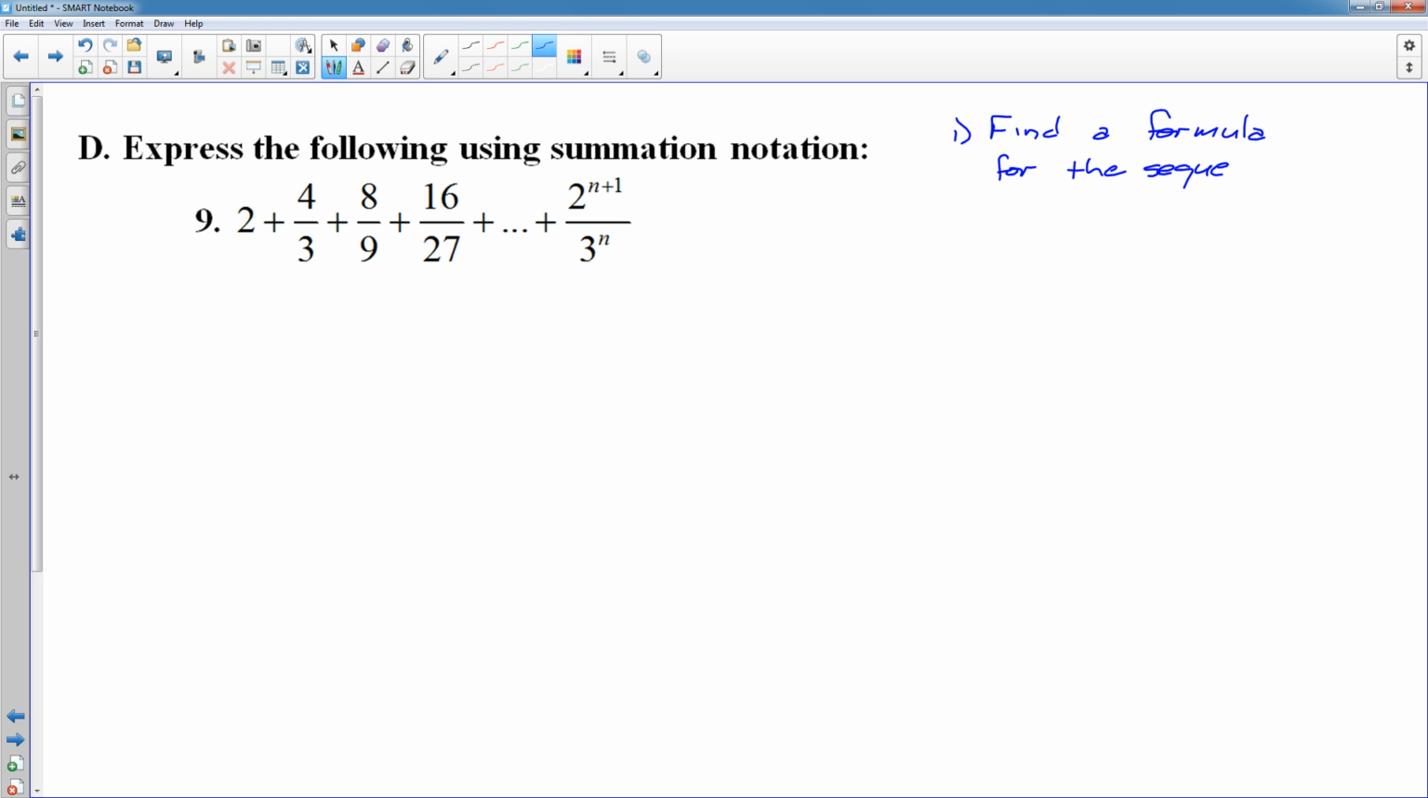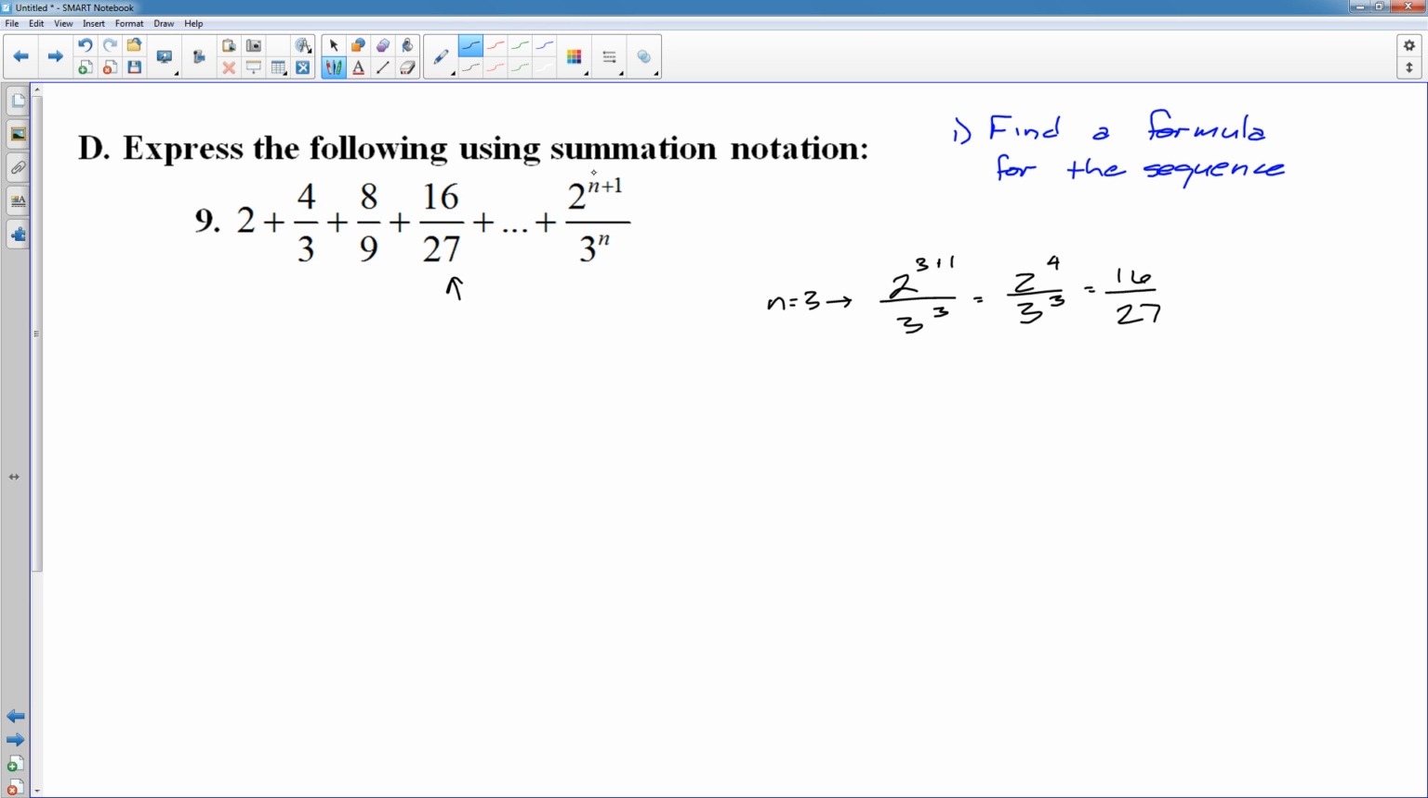Now in number 9, I made that very easy because if you look at the very last term, I give you 2 to the n plus 1 over 3 to the n. That right there is your formula. And what I'm doing is I'm just plugging in different values for n. For example, if n is equal to 3, I would have 2 to the 3 plus 1 over 3 to the 3. 2 to the 3 plus 1, that'd be 4. And 2 to the 4th is 16. 3 to the 3rd is 27. And that actually gave me this term right here.